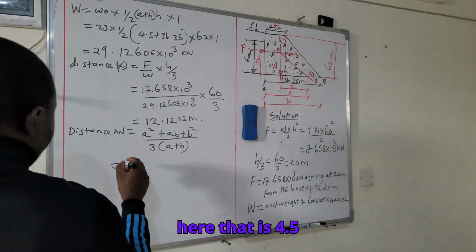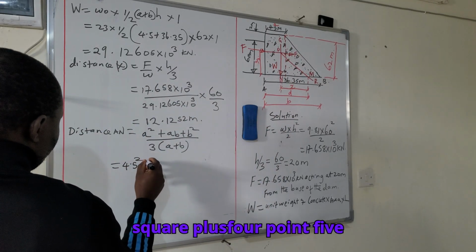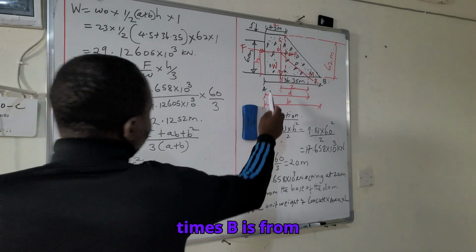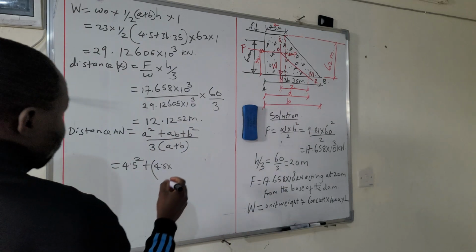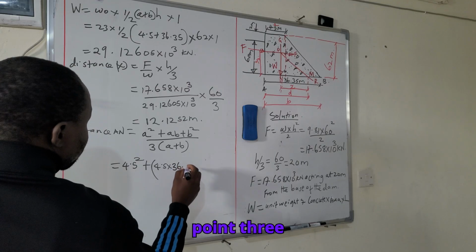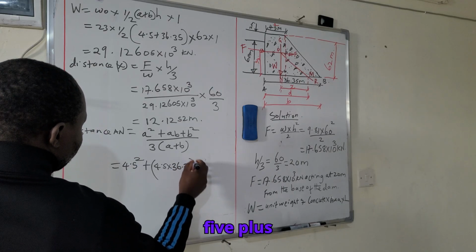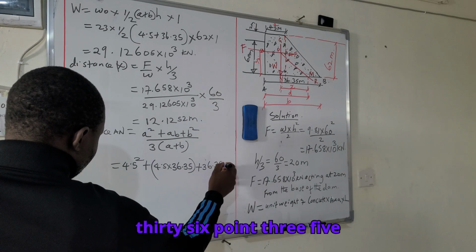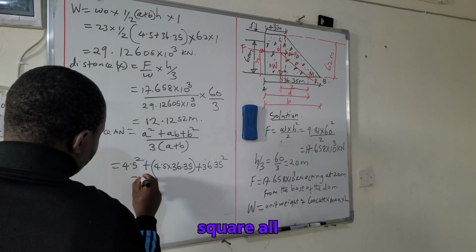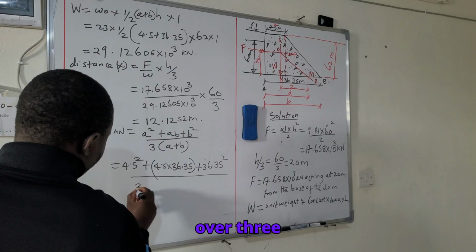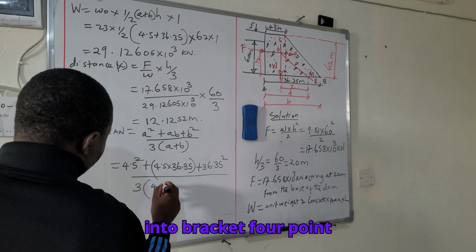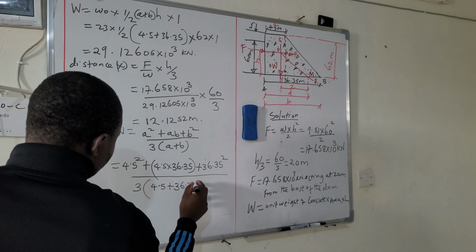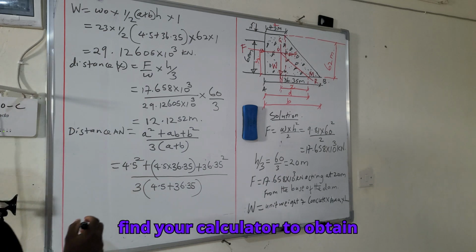that is 4.5 square plus 4.5 times B, which is from here to here, 36.35, plus 36.35 square, all over 3 into bracket 4.5 plus 36.35. Punch your calculator to obtain distance AN.